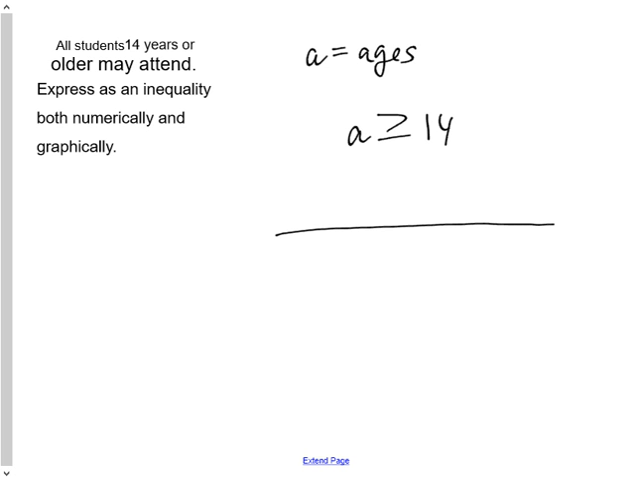And graphically, if I put 14 here, then any age that is greater than or equal to 14 will be a closed boundary point. Oh, that should be a 15, not a 5. And any age that's 14 years or greater graphically would look like that.